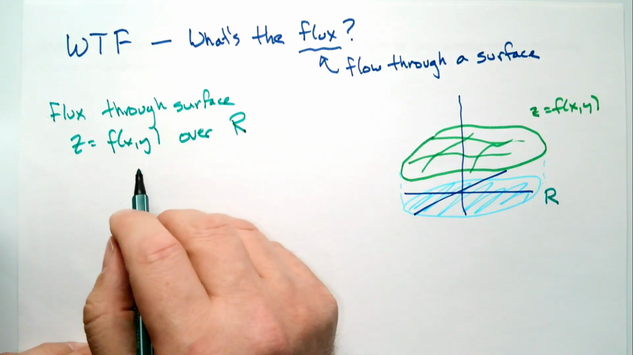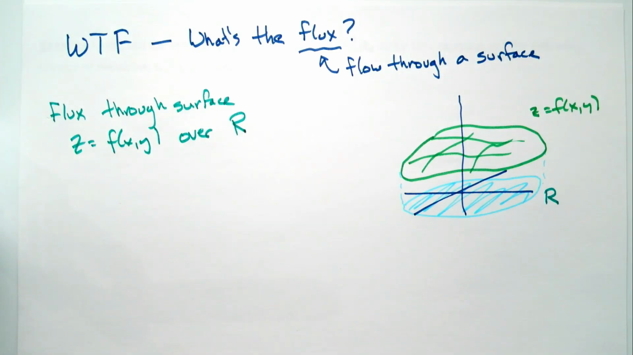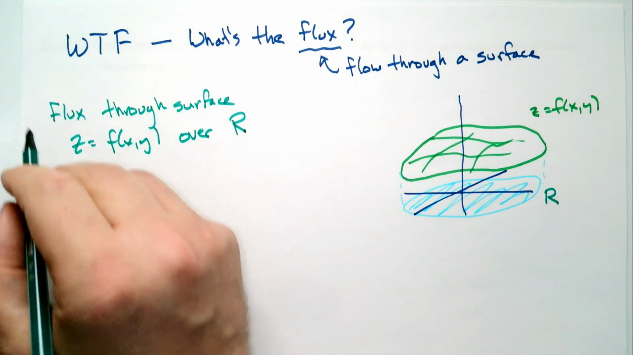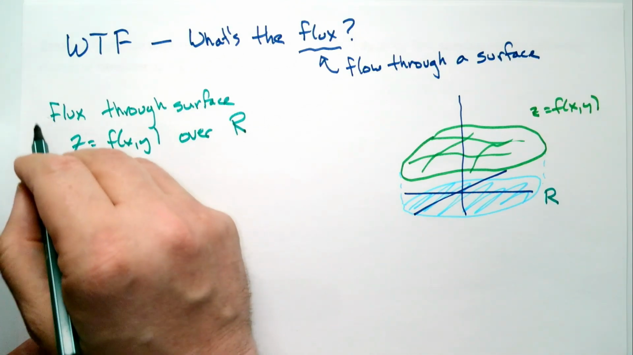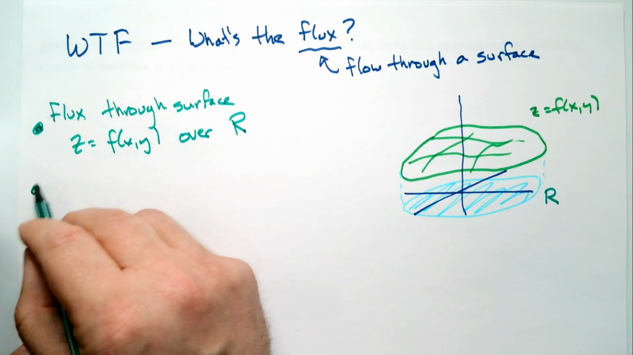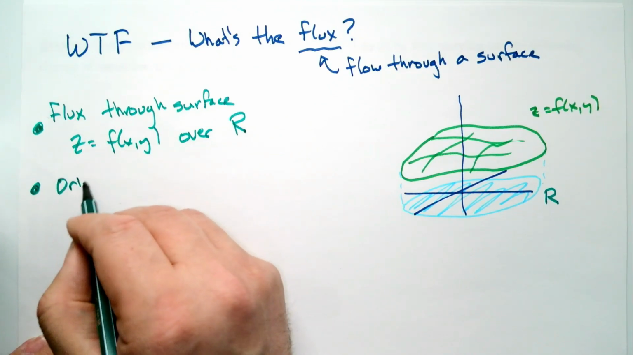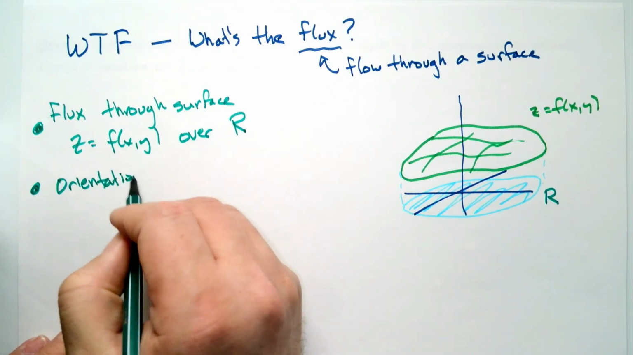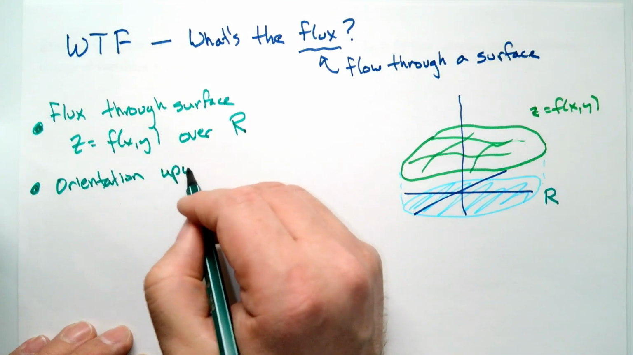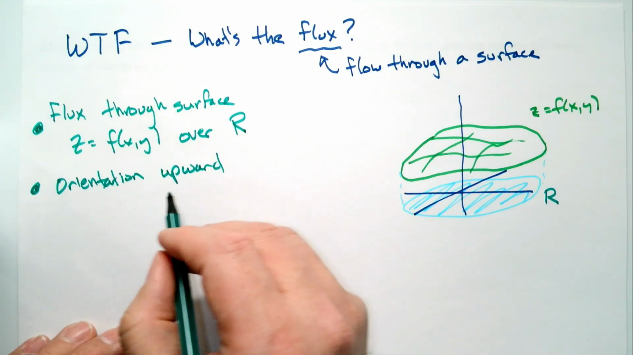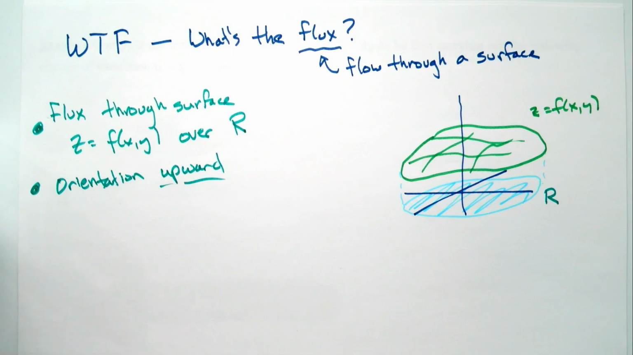Now, that's part of it. That's just the surface. We haven't talked about the flow yet. And so there are two more things you need. You need to know what your surface is. You need to also know your orientation. And most of the time, we will specify. You look for the words upwards or downwards. 99% of the time, it's upwards. So that's what I'm going to focus on.